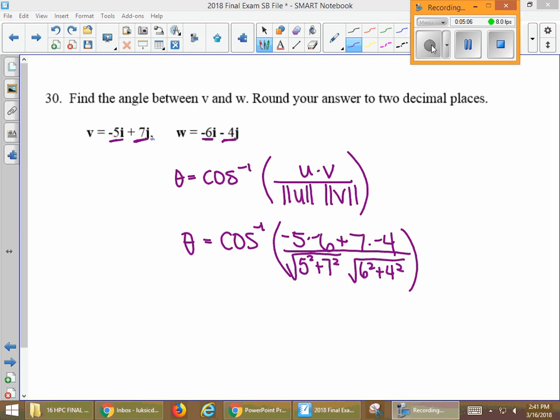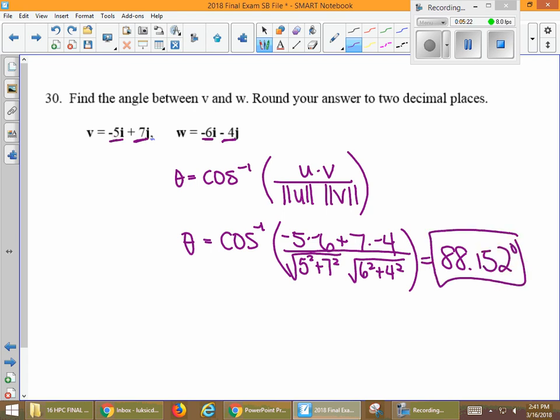Go ahead and pause and put that in your calculator. Make sure you do the fancy fraction button. And you should get 88.152 degrees. Just applying that formula from your formula sheet. All right, that's all of vectors, all in one video.